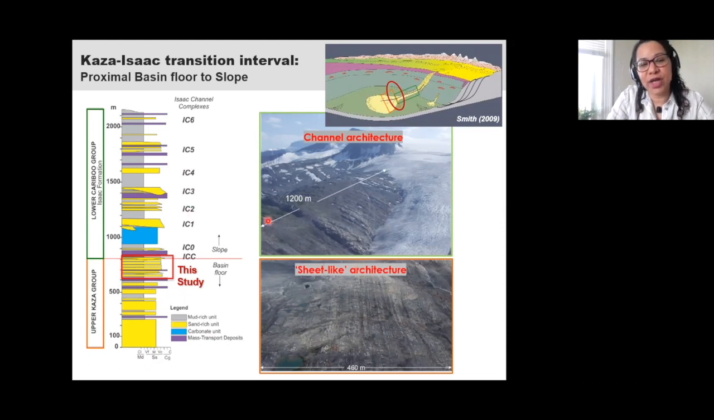Additionally, in this area we also have one unit called the first Isaac carbonate. This unit is very important because it's a regional marker and it's a mixed siliciclastic-carbonate unit.